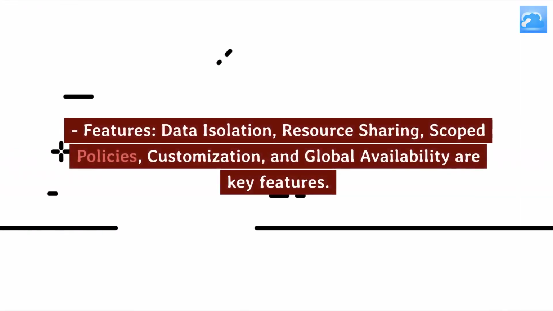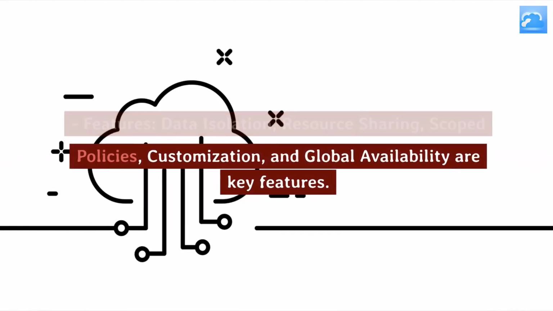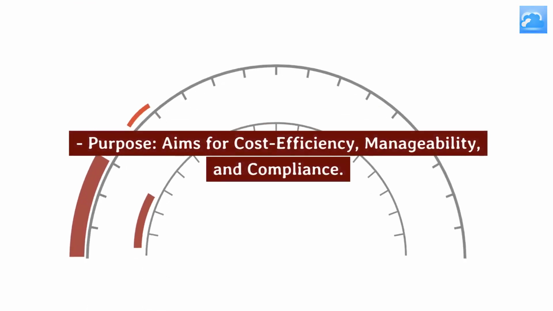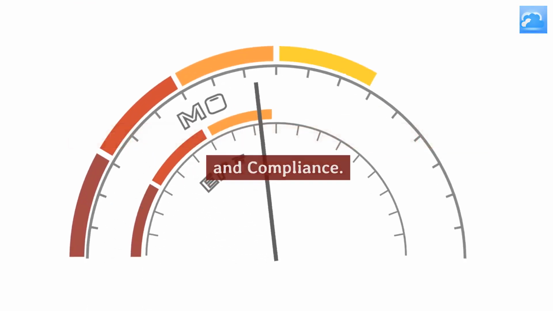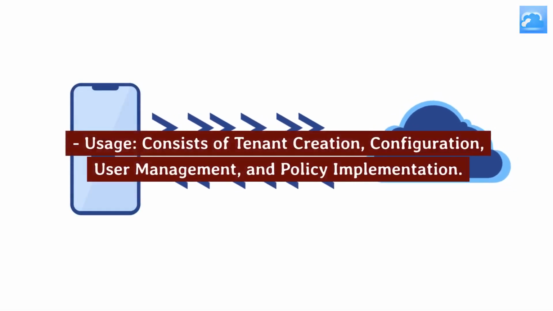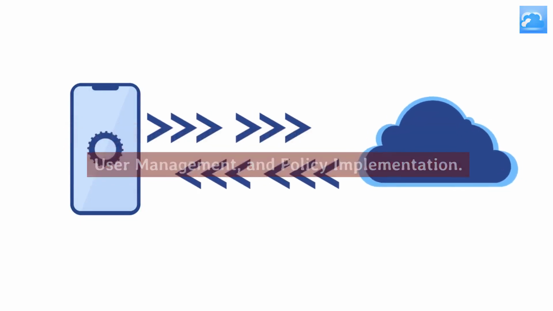Features: data isolation, resource sharing, scoped policies, customization, and global availability are key features. Purpose: aims for cost efficiency, manageability, and compliance. Usage: consists of tenant creation, configuration, user management, and policy implementation.